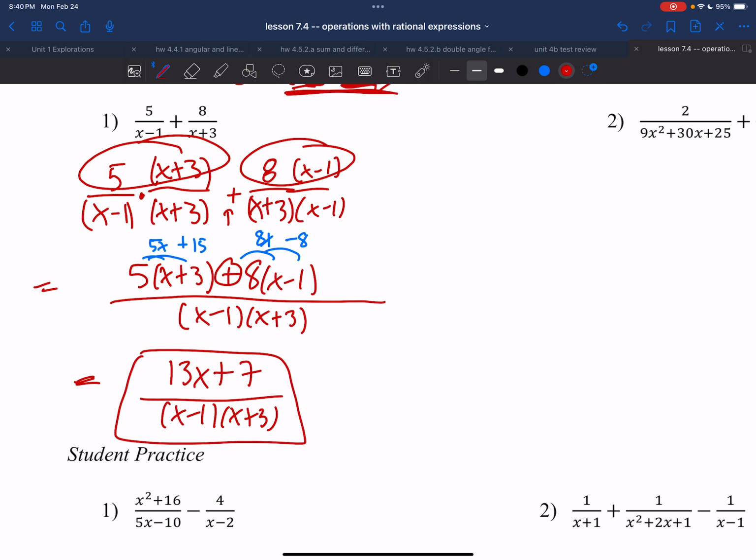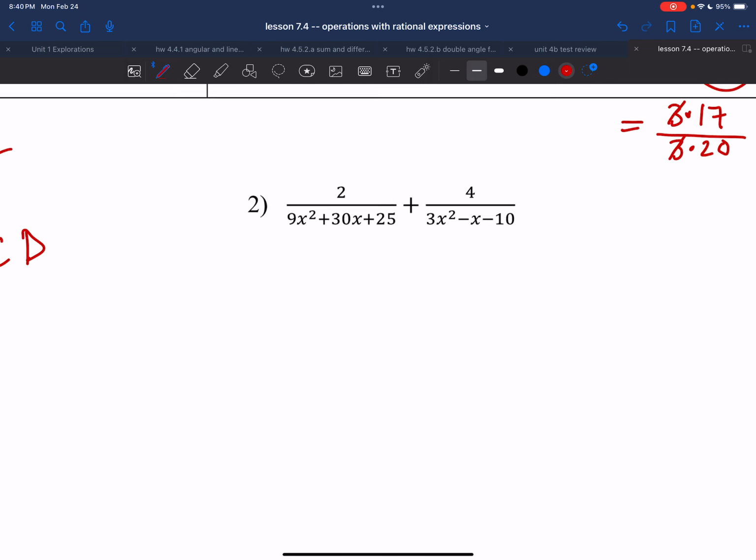Yeah? And that's basically it. But this one doesn't exactly show why an LCD is really necessary, because neither denominator actually has anything in common. So it's really just multiplying each other to the other one. Let's go to number 2, though. This one's interesting.